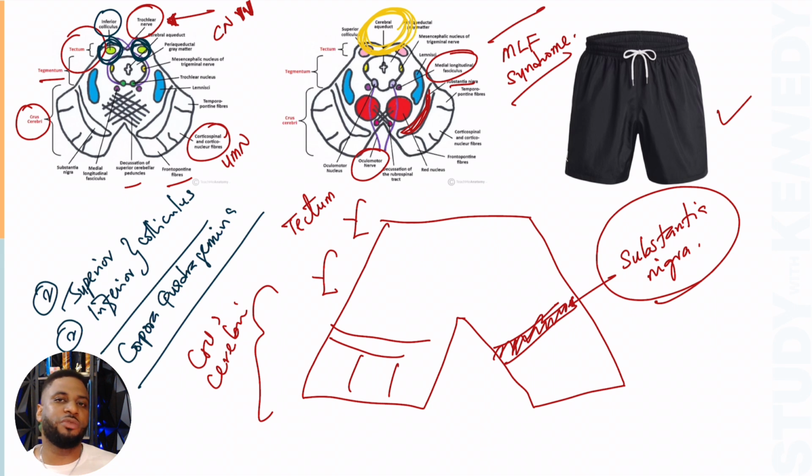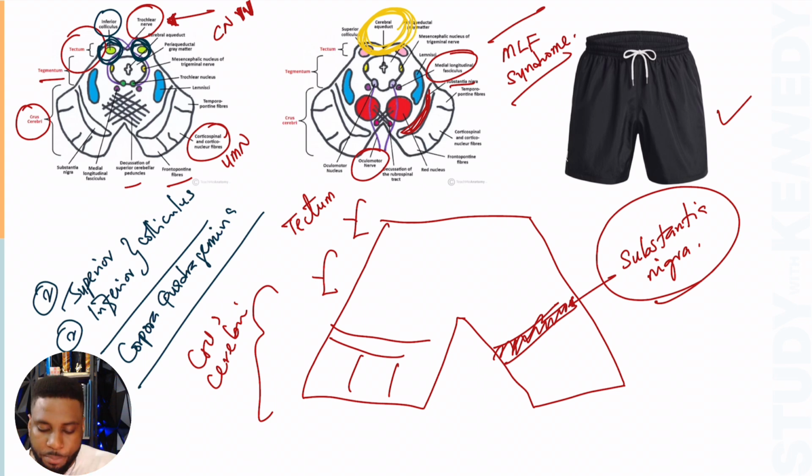Just remember the function of those structures. The superior colliculus plays a role in visual reflexes, and the inferior colliculus plays a role in auditory reflexes. The eyes are above the ears. Well, in most people, right? Are my eyes above my ears? Yeah. The eyes are above the ears. So superior colliculus, visual reflexes; inferior colliculus, auditory reflexes. That's what I want you to remember.